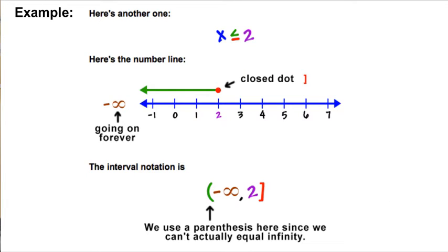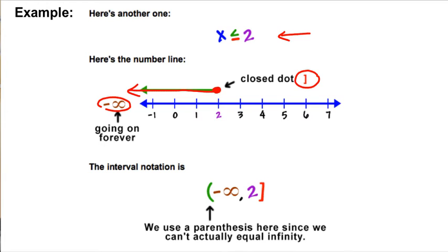Here's one more example. We'll do it together. We have a couple on the next slide for you to work on. So we're saying this inequality, we read it as x is less than or equal to 2. So it's including 2. It's going to have the closed circle and the bracket when we do the interval. Since it's less than, it's going to the left, and it's heading off to negative infinity.